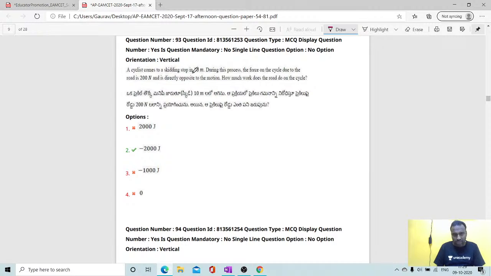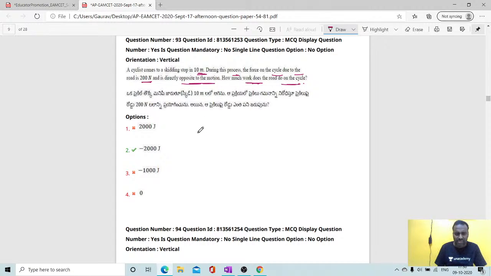Okay, students. A cyclist comes over here and stops in 10 meters. During this process, the force on the cycle due to the road is 200 newtons. Directly opposite to the motion, which means it is like friction, we can say. How much work does the road do on the cycle?